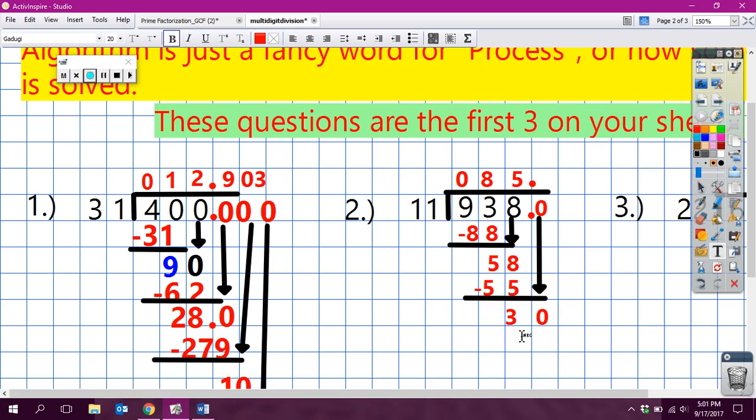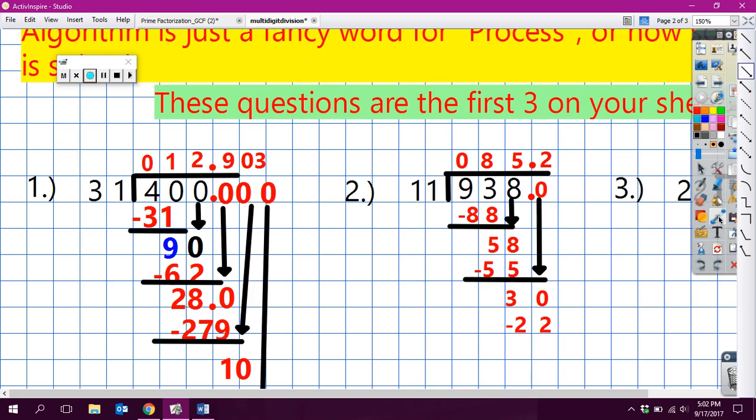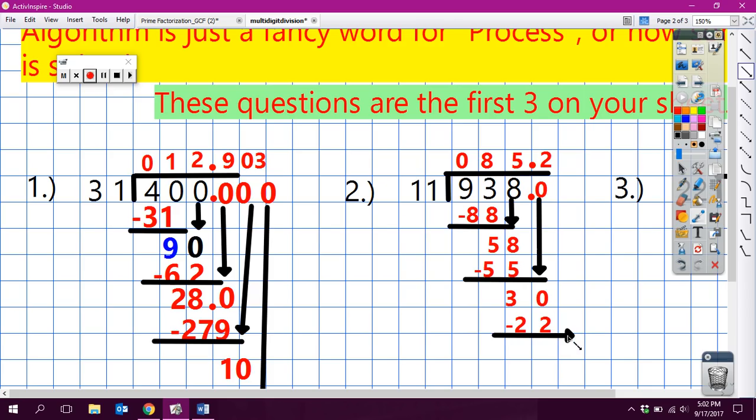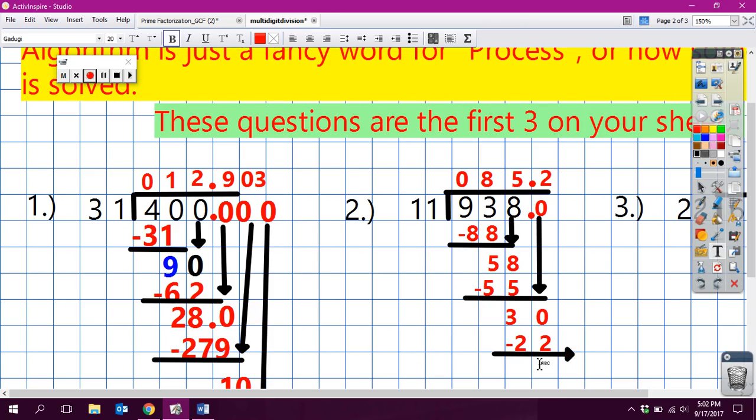There we go. And 11, so how many groups of 11 can fit into 30? Well, 11 times 3 is going to be 33. That's too much, so I'm going to have to go with a 2 here. Okay, so that's going to give me 22. So take away 22 from this 30. That's going to leave me with a lovely remainder of 8 again. Okay, so drop this 8 down here.